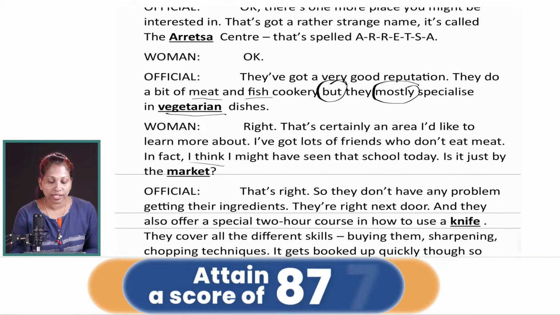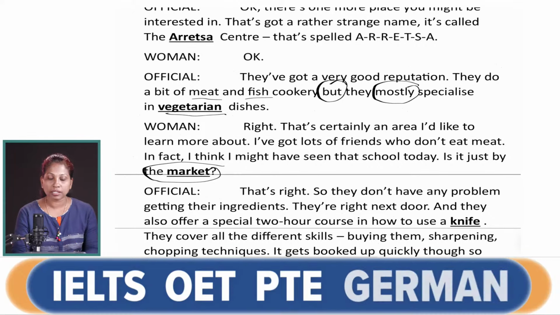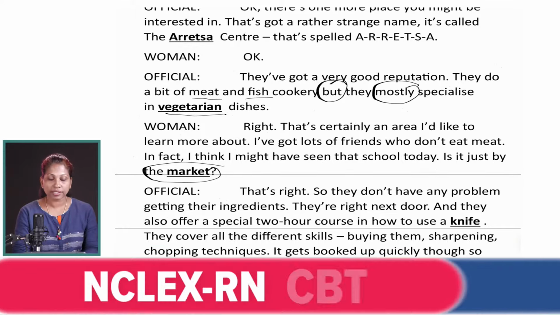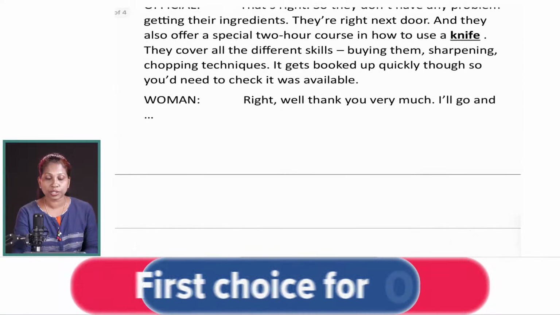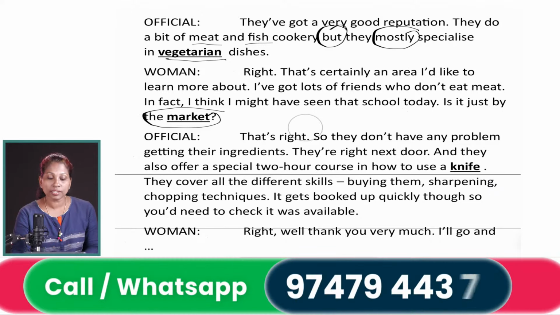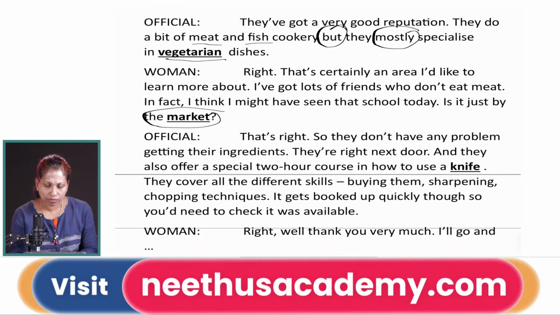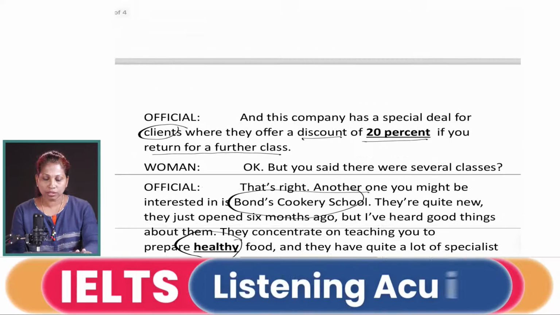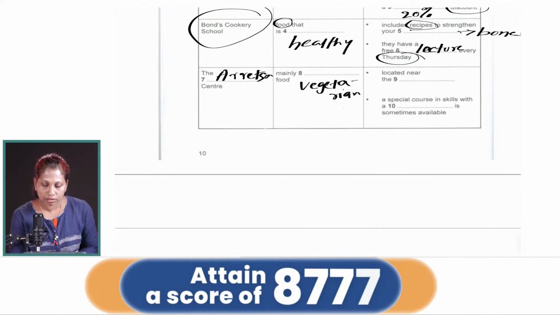Now, market is specifying a noun, it specifies a location. So, she is asking, is it somewhere near to the market? Just by the market means somewhere near to the market. So, that is what the location is. Now the official has to confirm that because it's a question. That's right. Okay. So, that means he is confirming it. He is telling that yes, that is near to the market, right? So that is a confirmation. So that means your blank for location is located near the market.